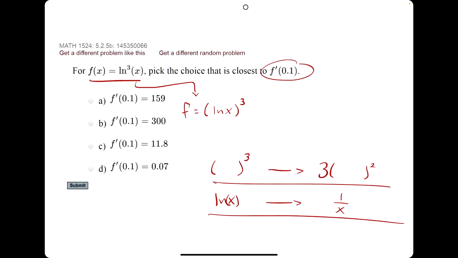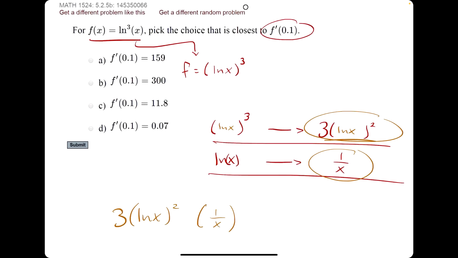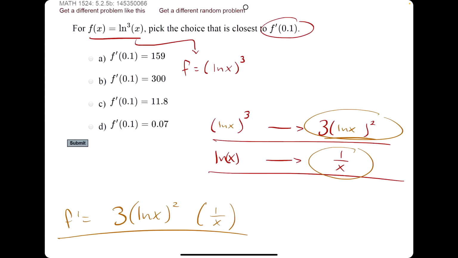but again, we didn't have x on the inside. What we really had was ln of x. And so when we brought down the 3 and subtracted 1 to get 2, we just left that ln of x the same. So now we multiply these two derivatives. So we get this, and because this is our derivative, now we just plug in 0.1 wherever we see x.